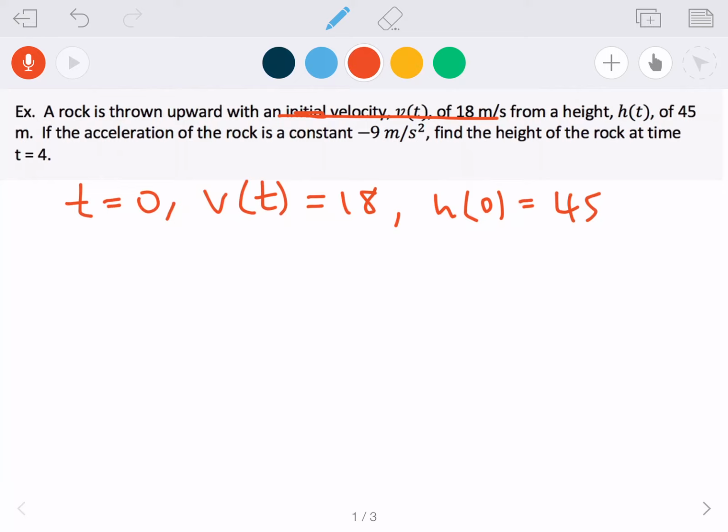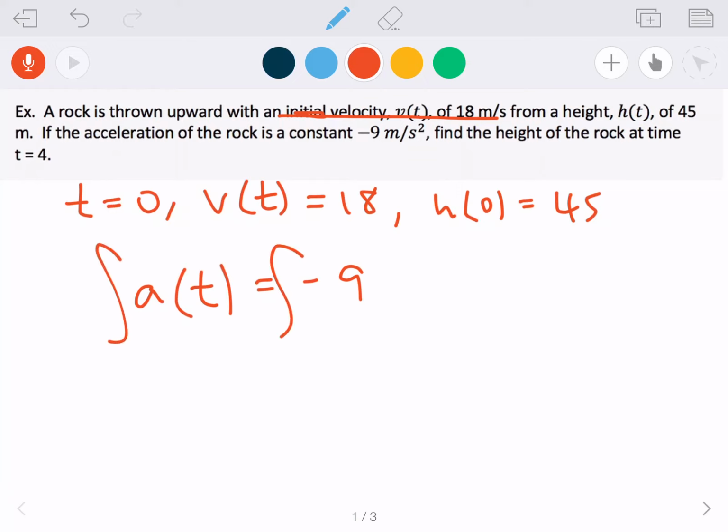If the acceleration of the rock is a constant negative 9 meters per second squared, so we have our equation for a of t, negative 9. I'm going to leave the units off of that. Find the height of the rock at time t equals 4. So what I need is an equation for h of t. I'm going to start integrating.